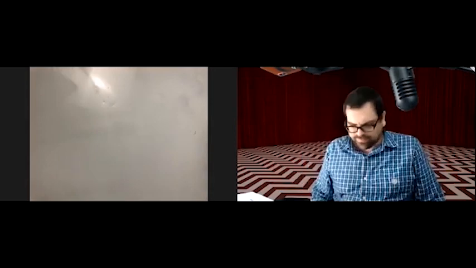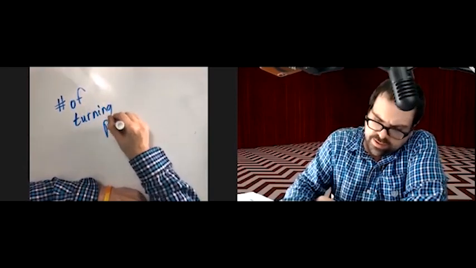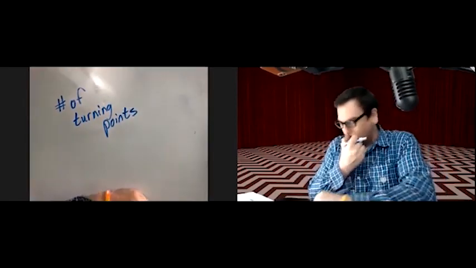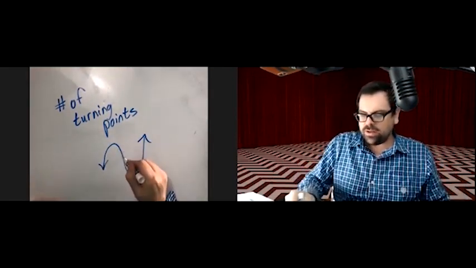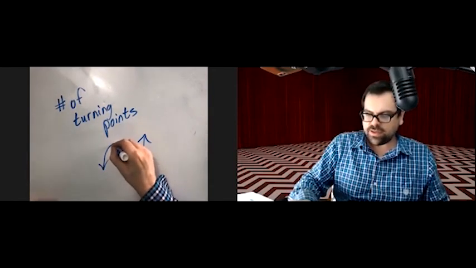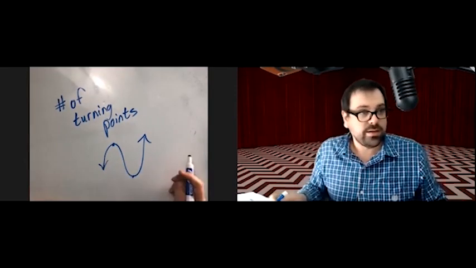One thing that I didn't mention before, but I really wanted to, was this idea of the number of turning points of a graph. This would be very useful. When I'm talking about turning points, something like this would have 1, 2 turning points. It turns here from increasing to decreasing, and turns here from decreasing to increasing.